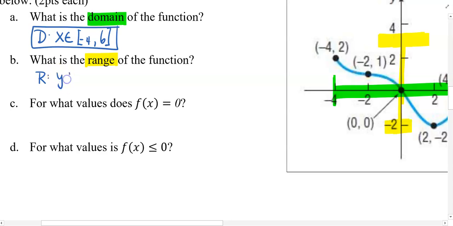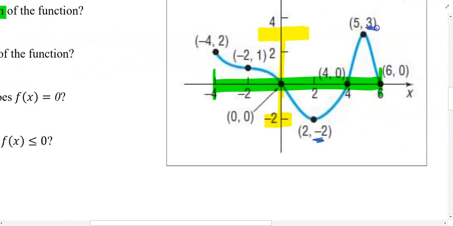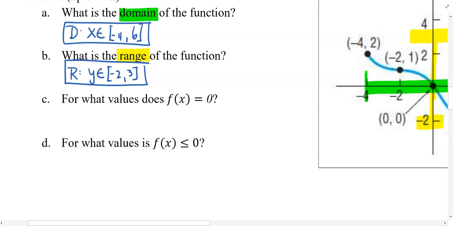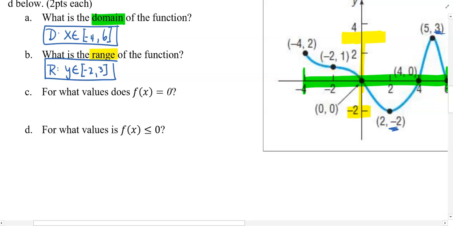For our range, we would say that the y results must be between -2 on the y-axis and +3 on the y-axis, and again inclusive, since we do have a coordinate that has a y value of -2, and we have a coordinate that has a y value of 3. So those two endpoints are included, again using the closed brackets.